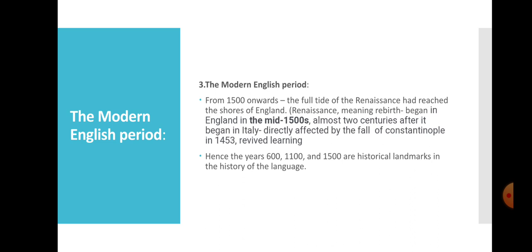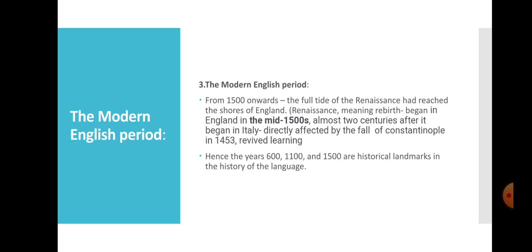The third period, the Modern English period, began from 1500 onwards. So there are three periods. The Anglo-Saxon period, otherwise called the Old English period, spans from AD 600 to 1100. The Middle English period spans from 1100 to 1500, and the Modern English period from 1500 onwards, marked by the Renaissance in England. Clear? Renaissance means rebirth.